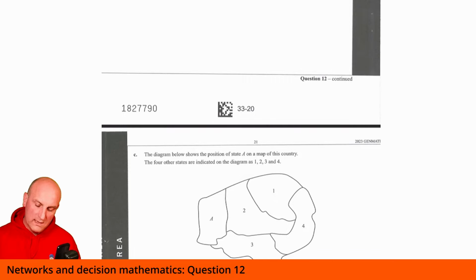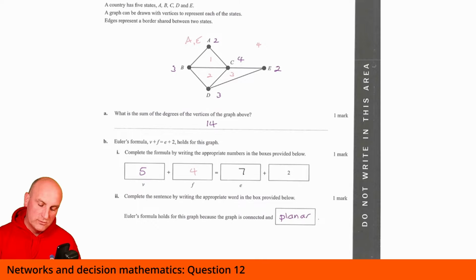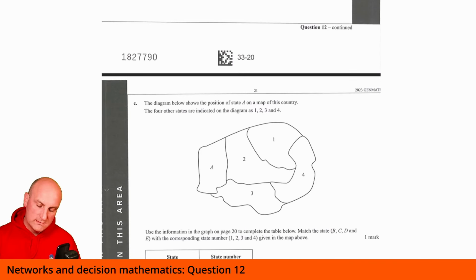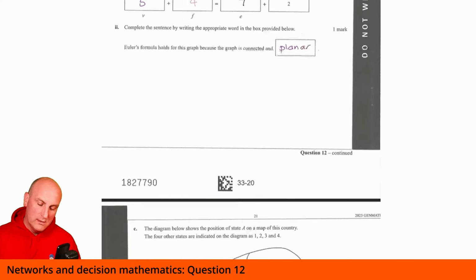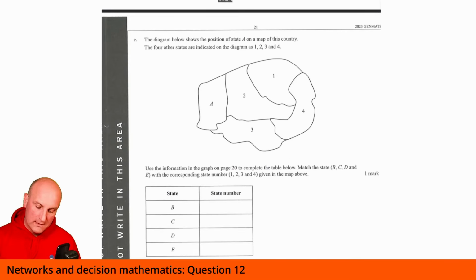So 4 has 1, 2, 3 states bordering it. So number 4 has 3 states bordering it. Is there any state with 4 bordering it? 1, 2, 3, 4. Yes. So 2 has to be C. So C has to be 2. All right. So C has to be 2. Right. There we go. So that's C.